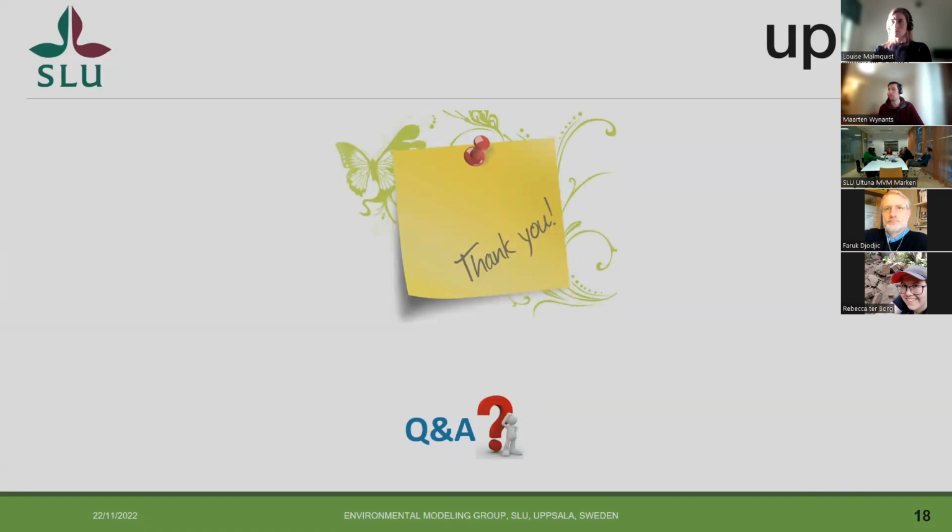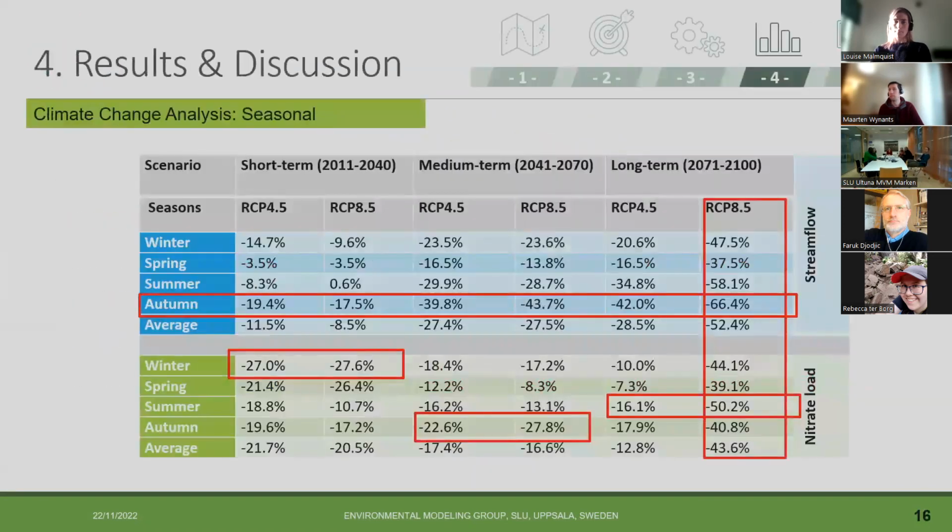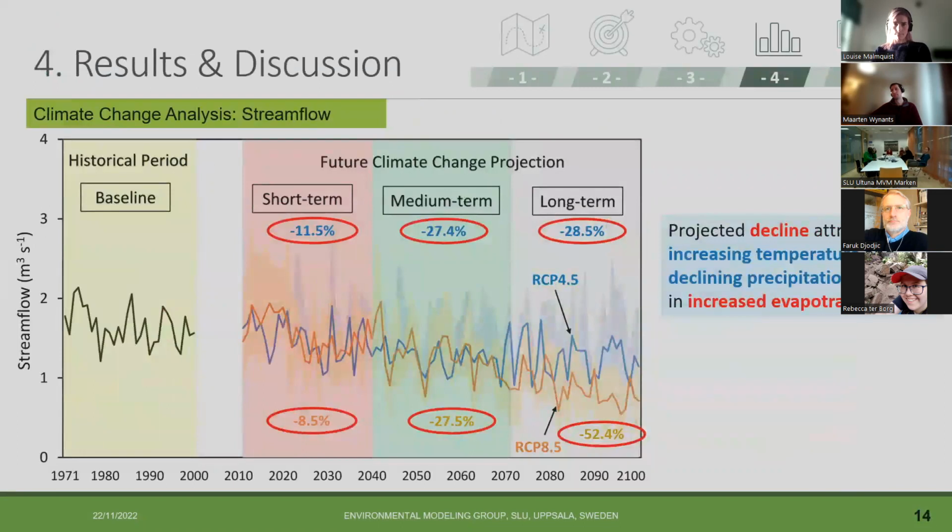What we did was only give the band that shows the highest and the lowest, so between the highest and the lowest, it provides an uncertainty range of those outputs.